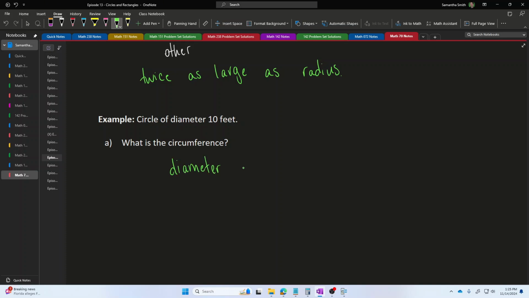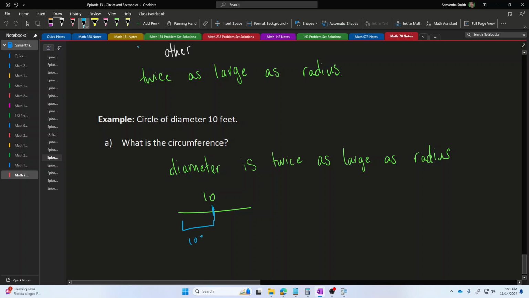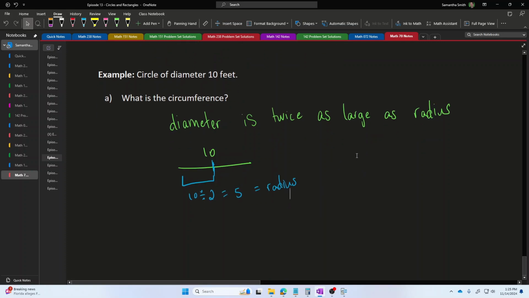The diameter is twice as large as the radius. So if the diameter is 10, the radius must be only half of that, must be only 5, from taking that 10 and dividing it in half. So if my diameter is 10 feet, my radius would be half of that. My radius would only be 5 feet.